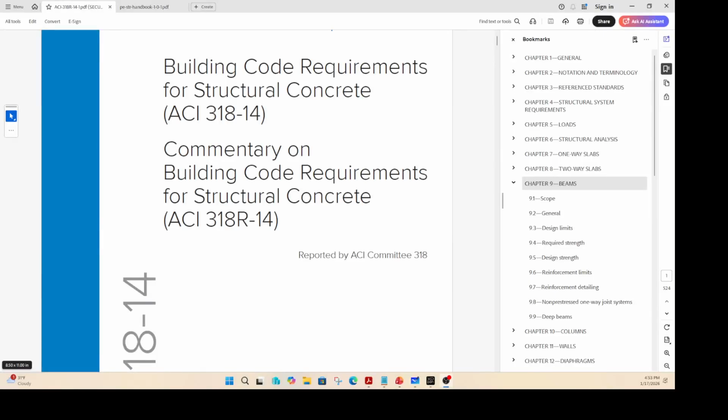Welcome back. We'll be talking about chapter 9 today. Chapter 9 on the ACI 318-14 is about beams. It's a pretty exhaustive chapter. We'll not be talking about every little detail, but the idea is to cover topics related to a PE exam and topics related to SC level breadth exam. Okay, we're not talking about SC level depth.